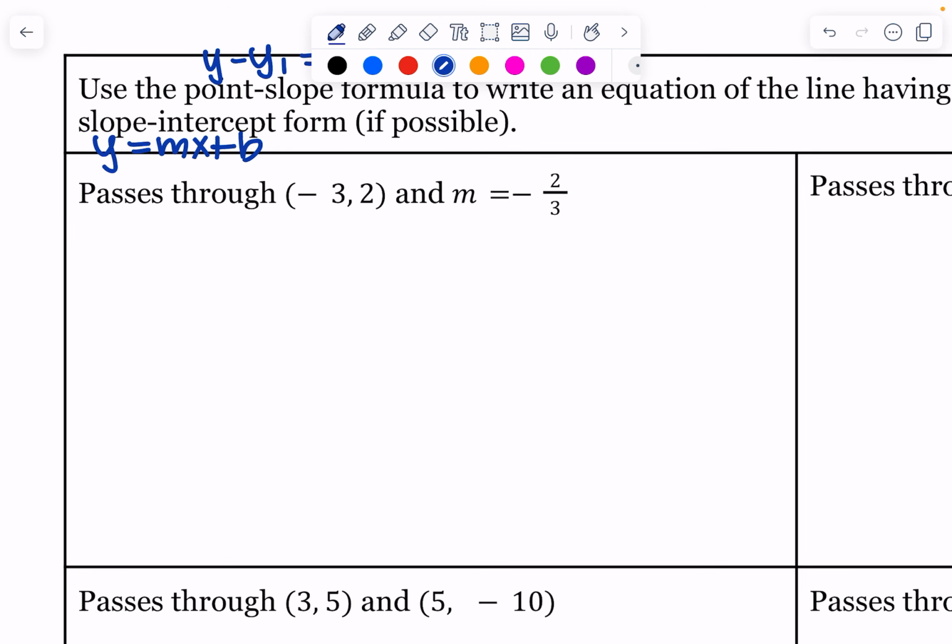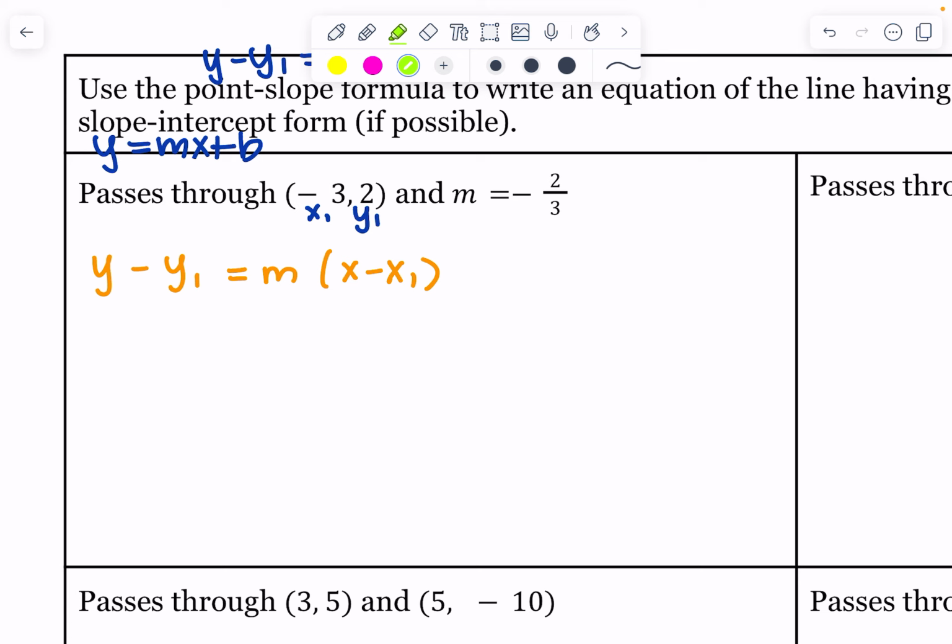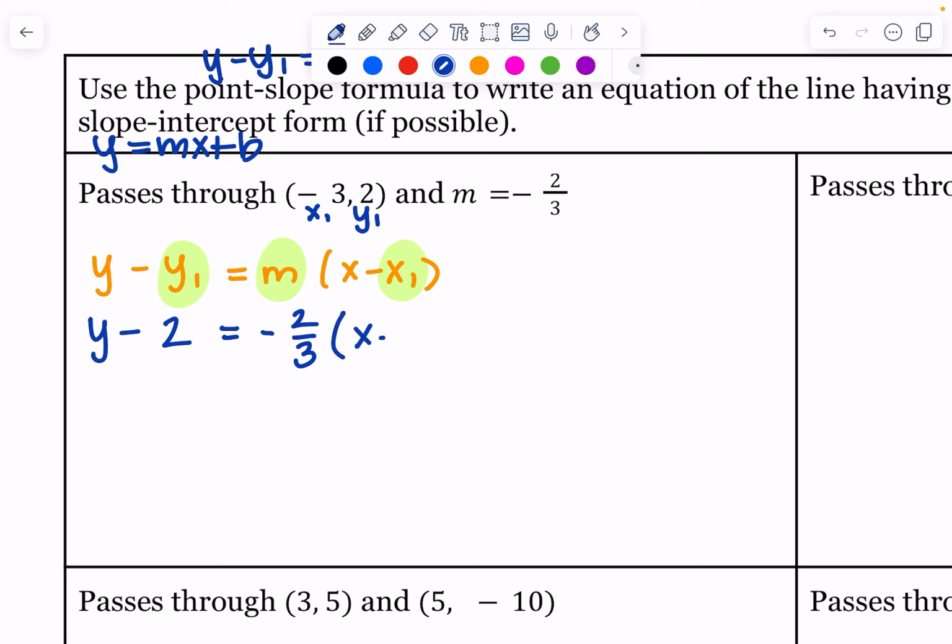Okay, so this first problem says the line passes through -3, 2, and the m, or the slope, is -2/3. So this is going to be my x1, and this is going to be my y1, and they gave me m. So my formula, I'll use orange, is y minus y1 equals m times x minus x1, and I'm going to plug in y1, m, and x1. When I do that, I'm going to have y minus, my y1 is 2, equals, my m is -2/3, parentheses x minus -3.